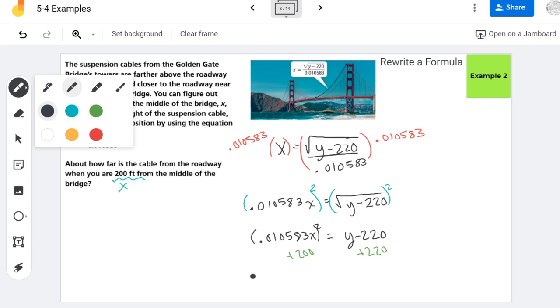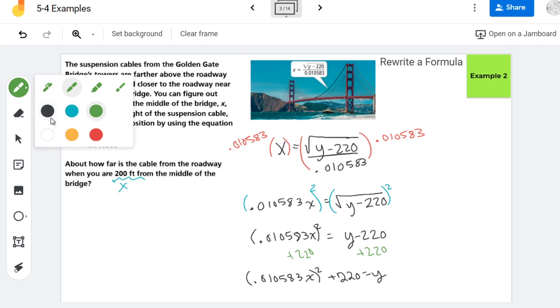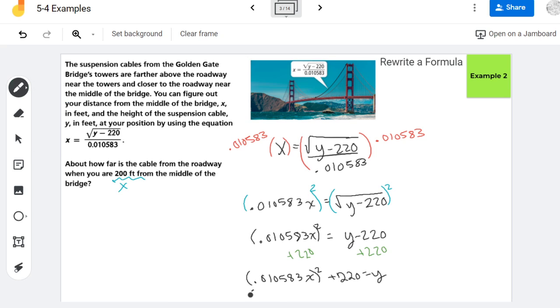So my equation now looks like 0.010583x squared plus 220 equals y. Ooh, and I have the number 200 in my brain. Look at that. 220. Now we're using the fact that they're giving us that number 200, and we're going to plug that into our formula here. Where the x is, I am now replacing it with the number 200, and I'm multiplying that in there.